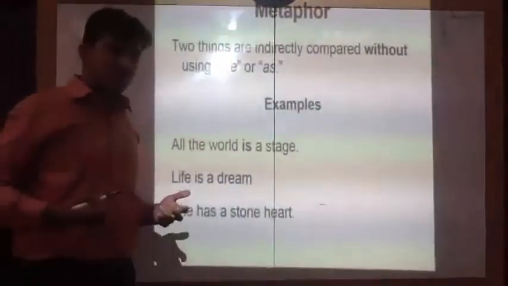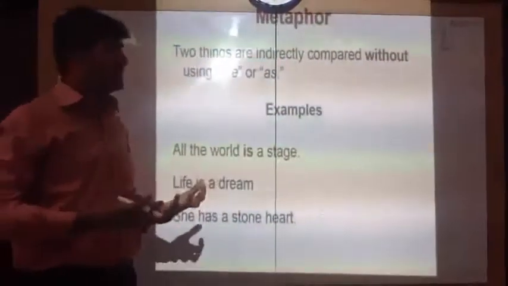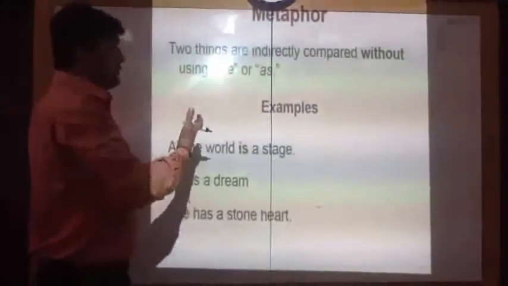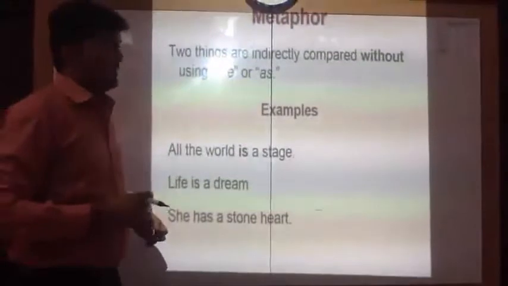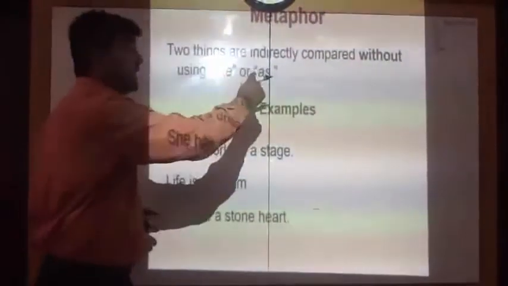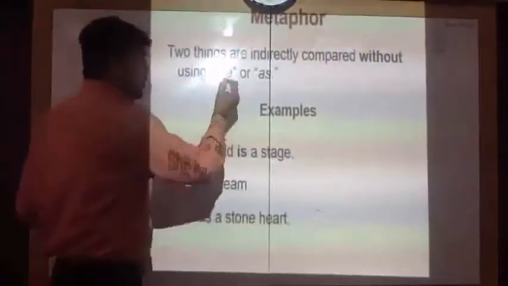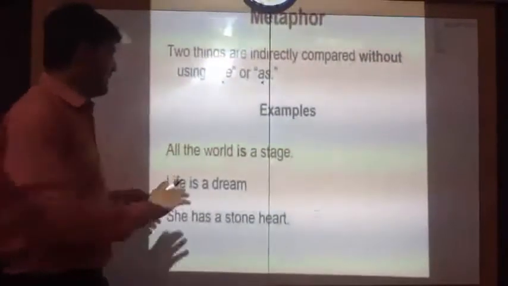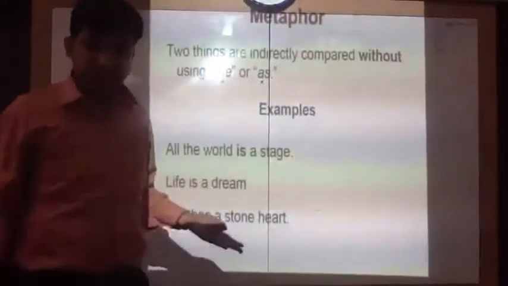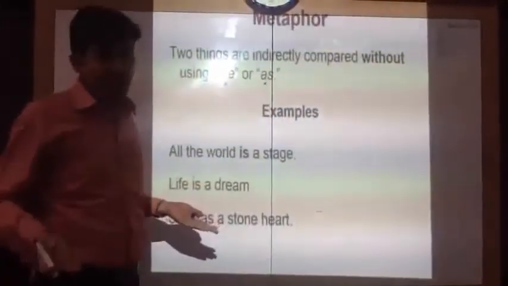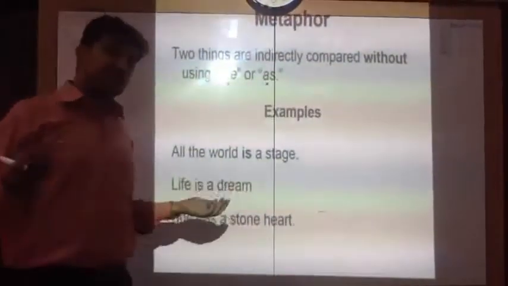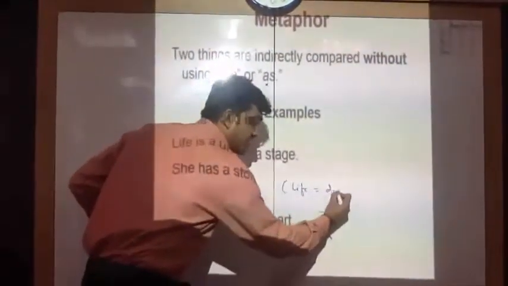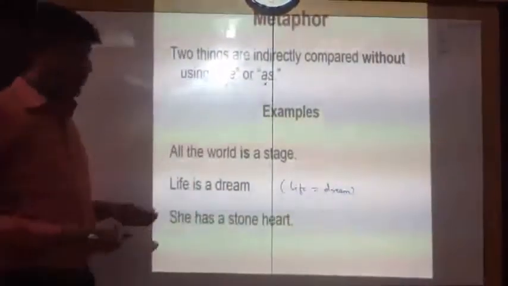After simile, the next one, a very simple poetic device. You can use it anywhere for comparison. It is metaphor. Spelling: M-E-T-A-P-H-O-R. Here, two things are indirectly compared. In simile, we made a direct comparison, and here we are making an indirect comparison. And mind you, don't use the words as, like, or so. These words will not be used for comparison. For instance, all the world is a stage. Now, world is compared with stage, but there is no as, like, so for comparison. Life is a dream. When I say life is a dream, I'm indirectly comparing life with dream. I can say life equals dream. Right? This is a comparison, without the words as, like, so.